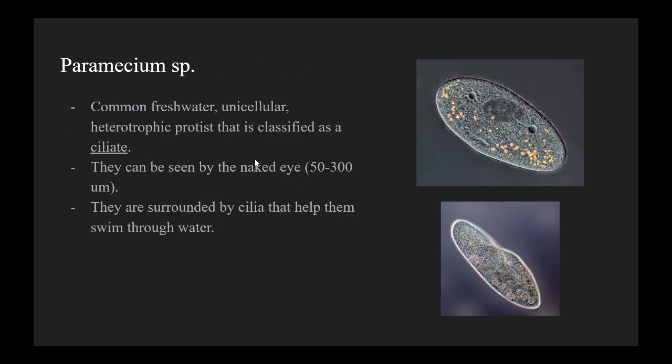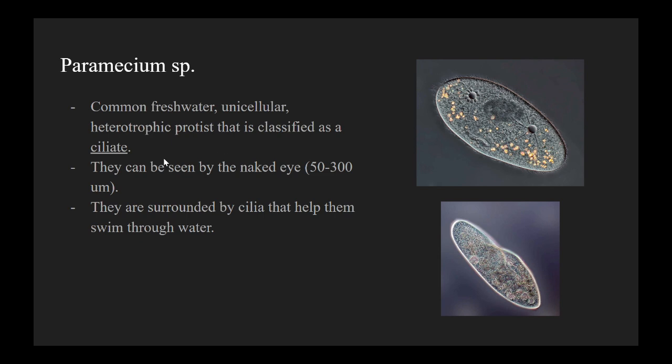All right, let's move on to paramecium species. So paramecium, again, is a group of organisms under which there are multiple species included. These guys are common freshwater unicellular heterotrophic protists or protozoans. And they're classified as ciliates, which means they have many, many cilia, little hair-like projections on the outside of the cell that help them swim through the water.